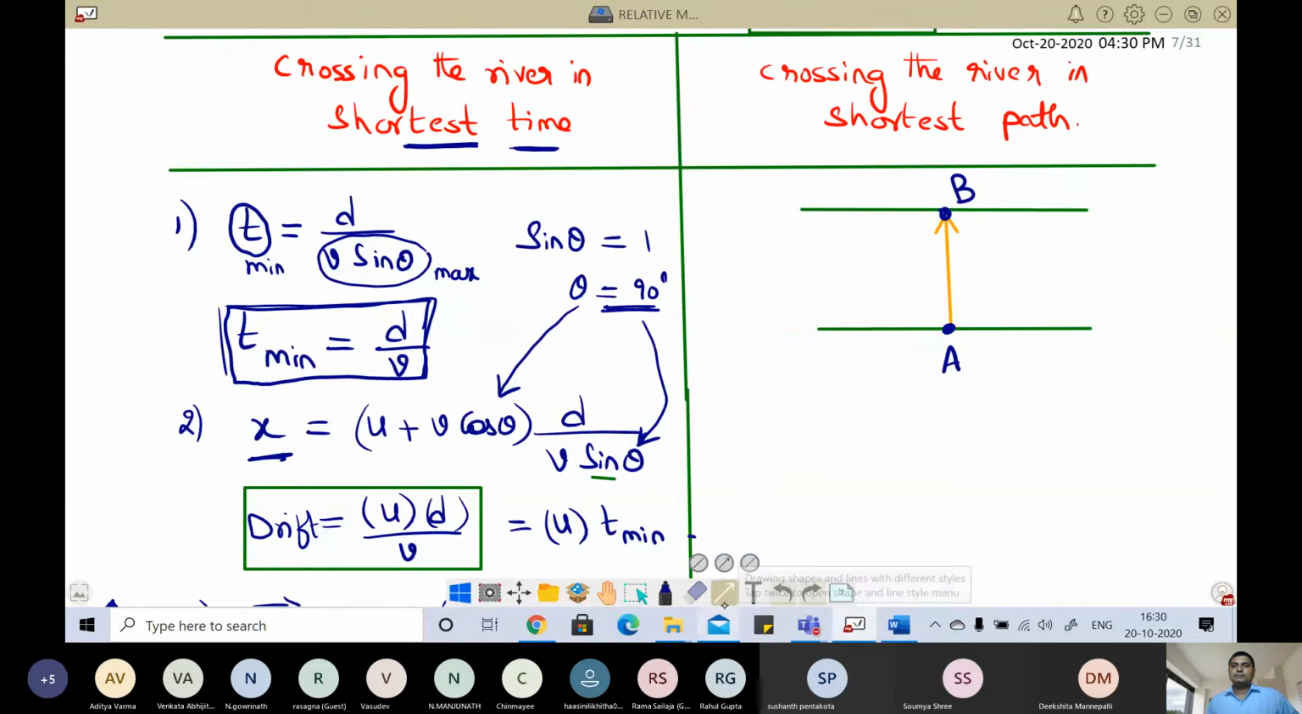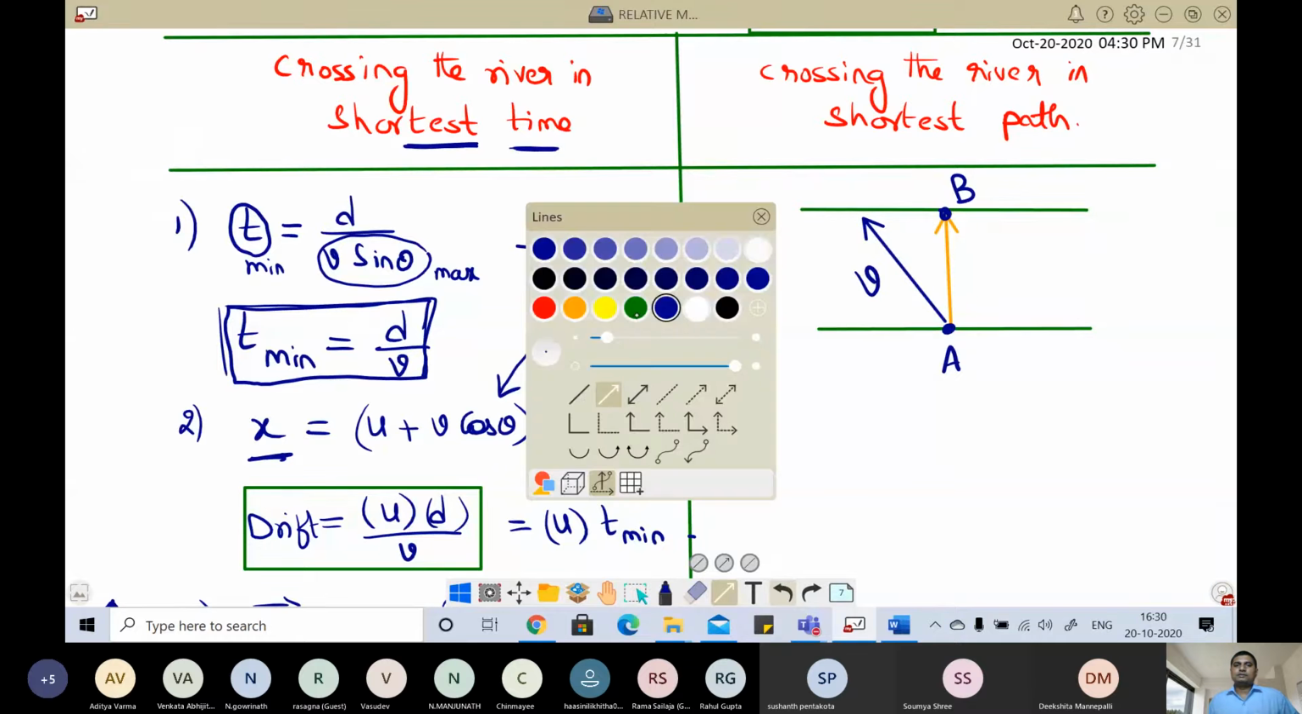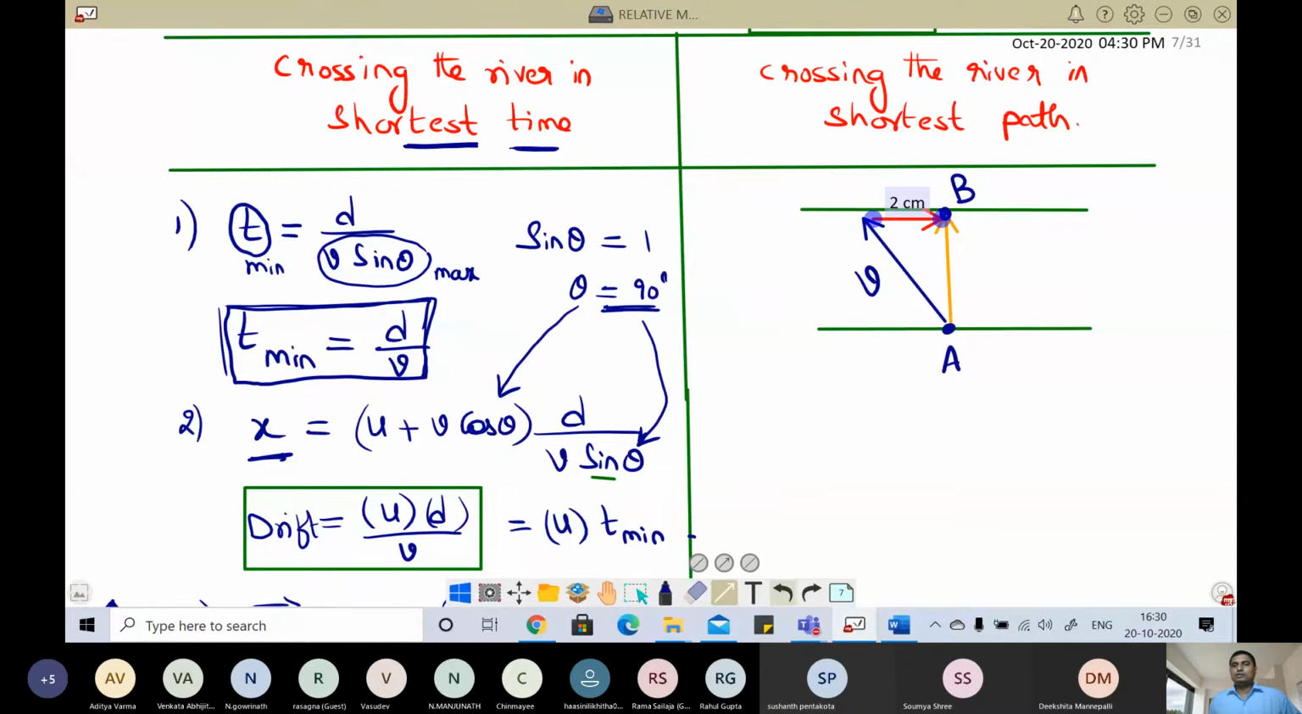That is called man's effort, which is nothing but called v. And this is called the river velocity, the river velocity u. Then only it's possible. This is called the velocity of man with respect to ground.